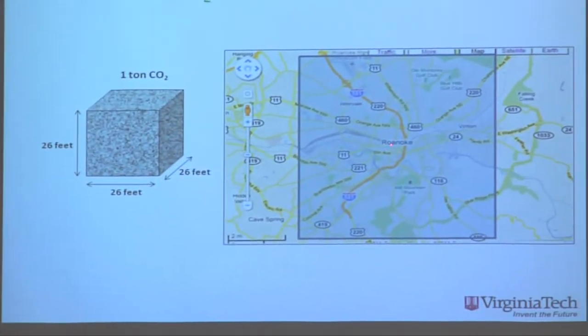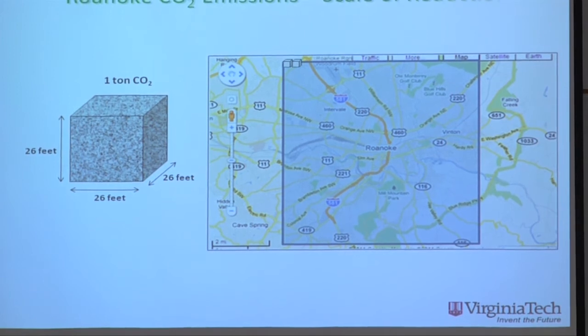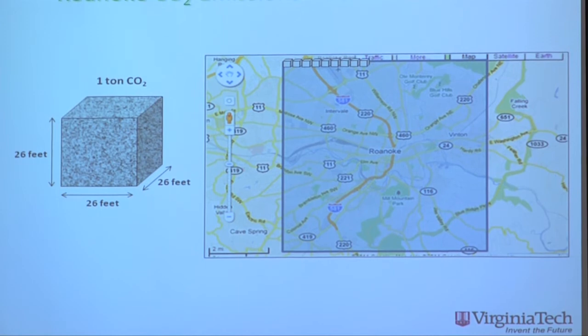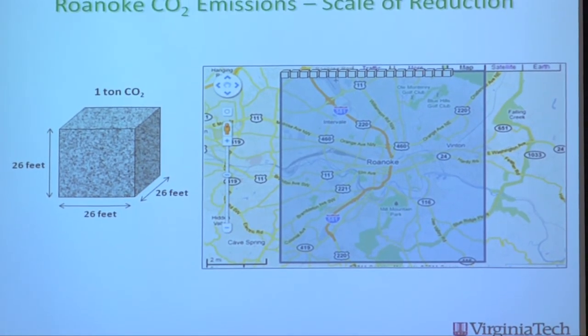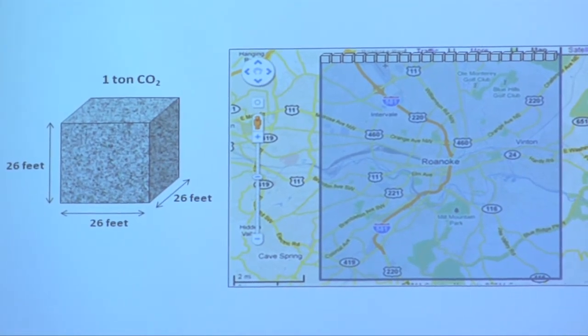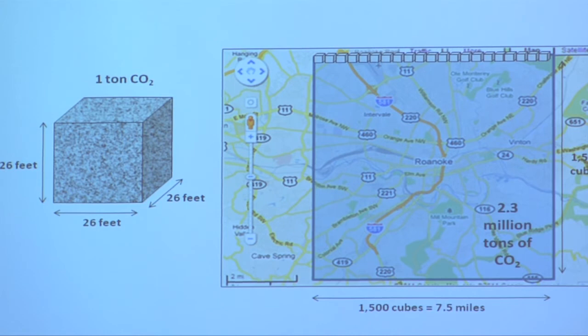Here's a physical map of the city of Roanoke, right here. Okay, you can see Orange Avenue, 581. Let's start putting some tons in here. The average household in the U.S. emits about 21 tons a year. These aren't to scale. I don't have enough of them. But I've put about 1 household's worth up here now. If we really wanted to do this for that 2.3 million tons that Roanoke emits every single year, it's 1,500 of these cubes on a side.